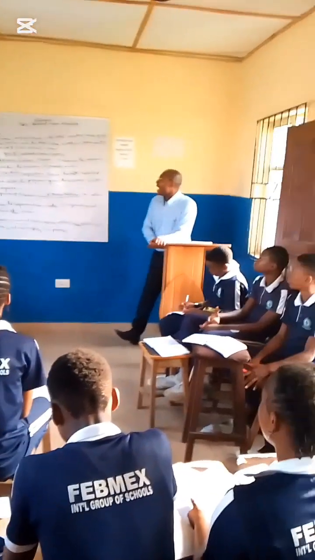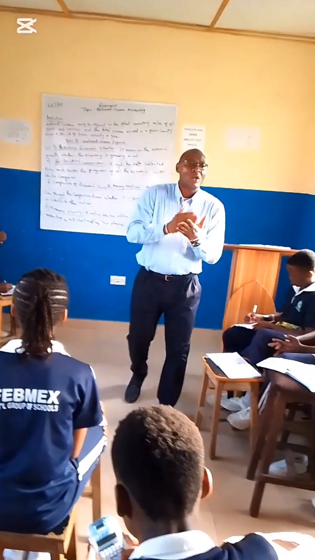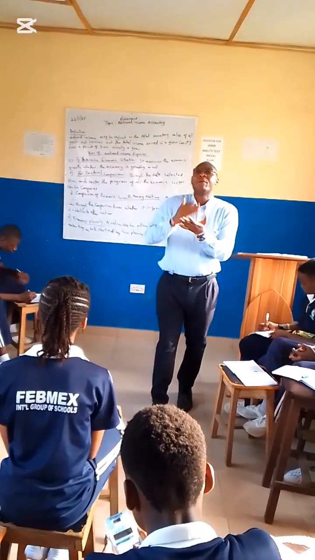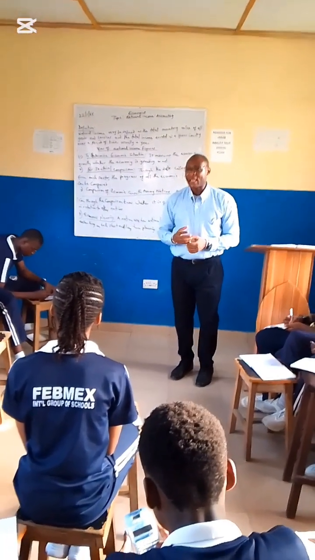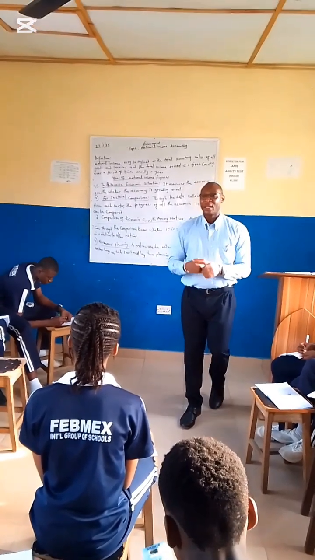Now, number four, economic planning. The information collected from national income is used for short-term or medium-term planning. How do we plan? From the data collected, we use it to plan.